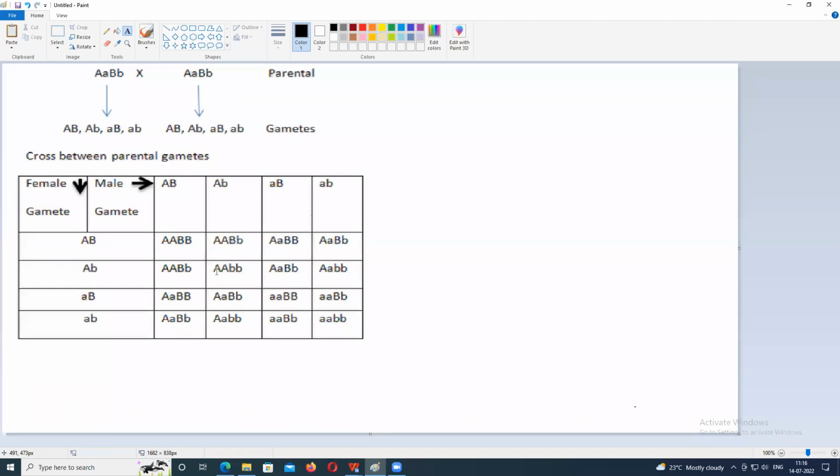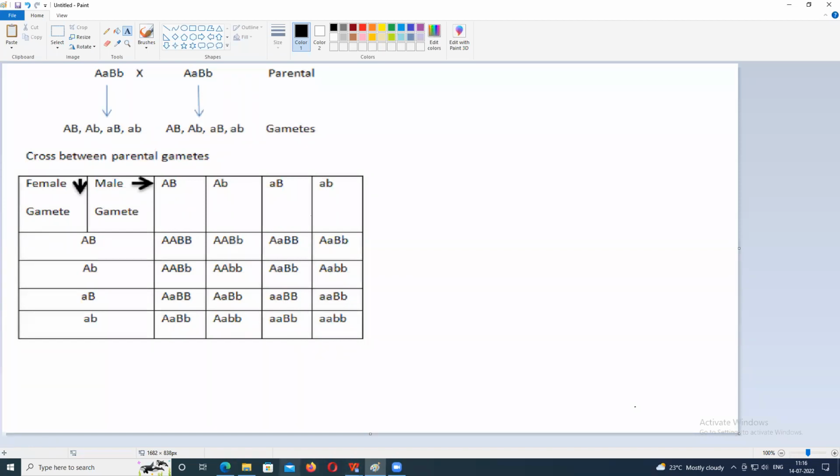So 9 we got. Another, what is the other? 9:3:4. So where are the other 3, which is showing white color? Small a, small a, and small b, small b, ma'am. This is showing white color, white color, white color, and this white color. So this is 4, right?